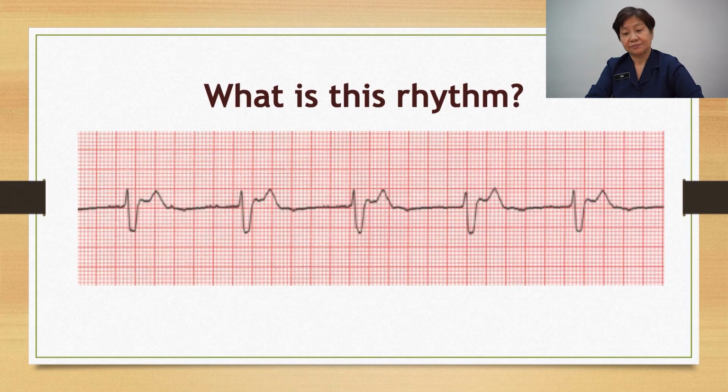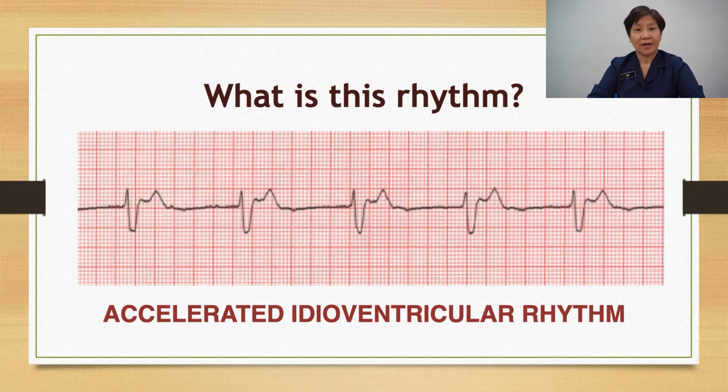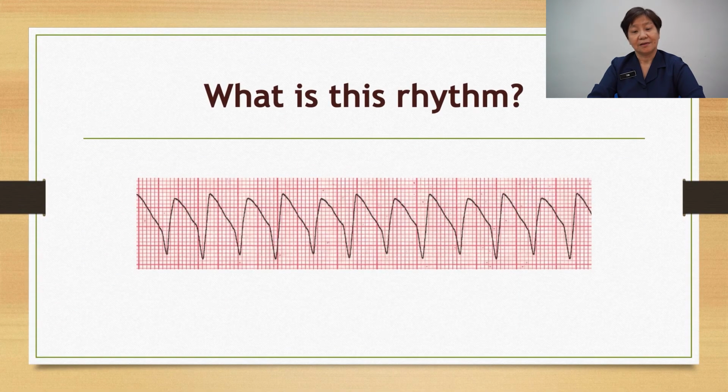How about this? The QRS is also broad, but the rate is a little bit faster. So we call it between 40 to 100, accelerated idioventricular rhythm. Okay, next, if it fires so fast, more than 100 beats per minute, and the QRS is so broad at the regular pace, so this is ventricular tachycardia, monomorphic ventricular tachycardia.